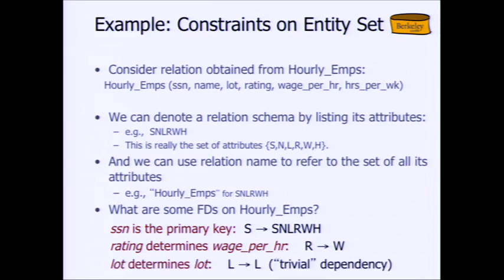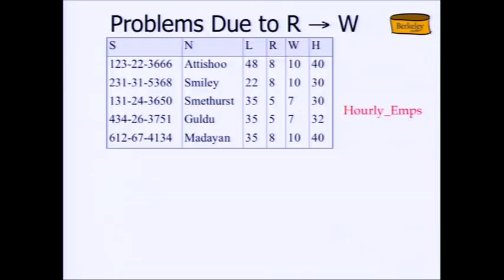Parking lot determines parking lot. This is true. It's also trivial. It's called a trivial dependency, but any attribute determines itself. And that follows from the relational model. You can only have one value in each cell, right? So any tuple that matches on parking lot matches on parking lot. Okay. So these are all reasonable functional dependencies on the HourlyEmps table. Good? We won't talk much about trivial dependencies because they're not very interesting. They do come up, though, and sometimes you can use them in proofs.